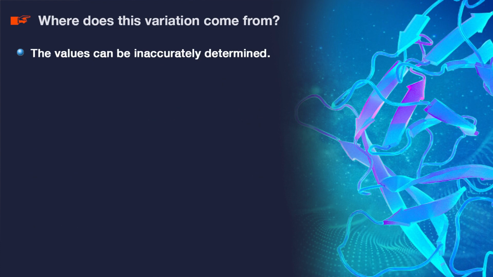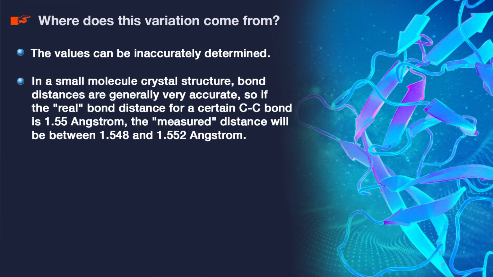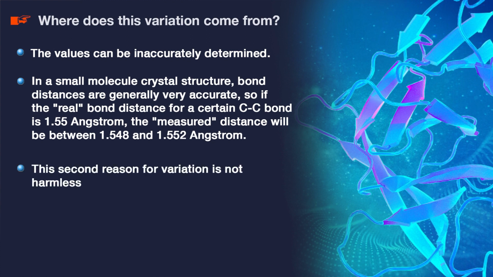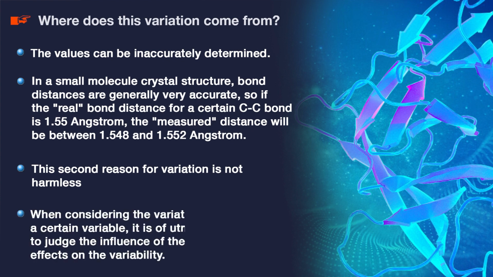The values can also be inaccurately determined. In a small molecule crystal structure, bond distances are generally very accurate. So, if the real bond distance for a certain CC bond is 1.5 angstrom, the measured distance will be between 1.548 and 1.552 angstrom. This is the second reason for variation, which is again harmless. When considering the variation observed in a certain variable, it is of utmost importance to judge the influence of the two mentioned effects on the variability.